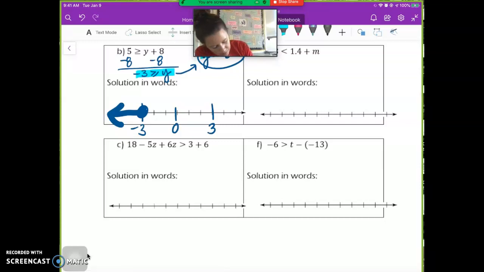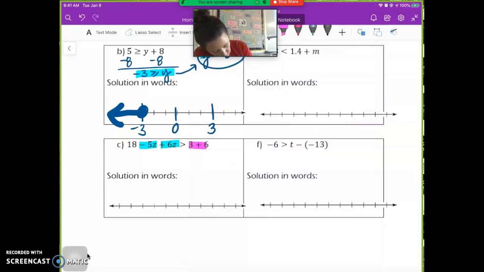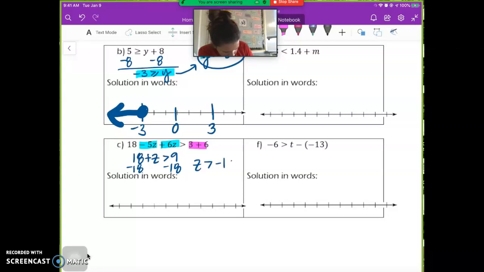C, I have to do some combining of like terms. So I see negative 5z plus 6z. I also see 3 plus 6. So let's go ahead and rewrite this inequality. So this would be 18, negative 5z plus 6z is z, and this is greater than 3 plus 6, which is 9. Solving this one, get the 18 to the other side. And z is greater than 9 minus 18, which is negative 9.